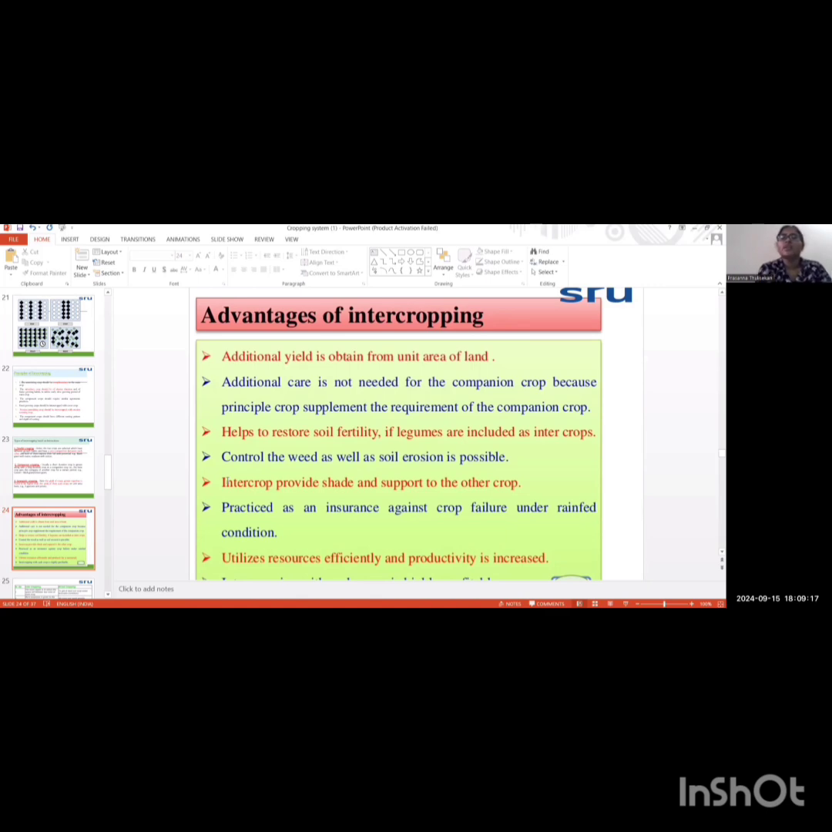So intercropping also reduces the weed intensity as well as the soil erosion. And intercropping produces shade and support to other crops. So if you choose a short height plant along with a long height plant, then shade is also provided. Next, it is practiced as an insurance against crop failure under rain-fed conditions. So under rain-fed conditions, there is a possibility of crop failure. So if you choose two types of crops on the same land, risk mitigation will be done.